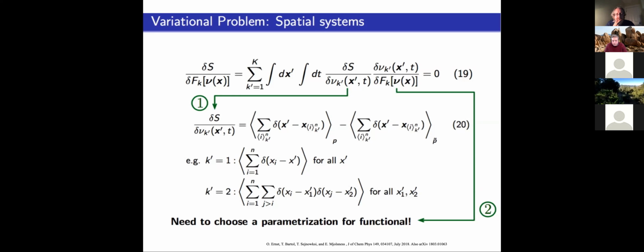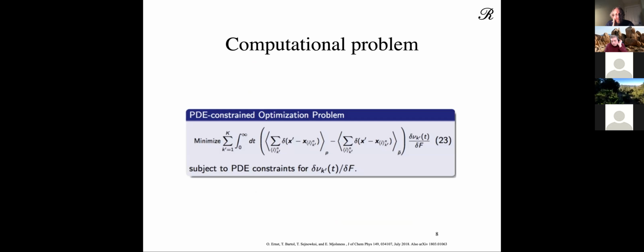And there are some of the moments that you might get. And for the second part, we need to somehow parameterize that functional, and we've tried a lot of things. Various different things work. So again, here's our PDE constrained optimization problem. Find F.